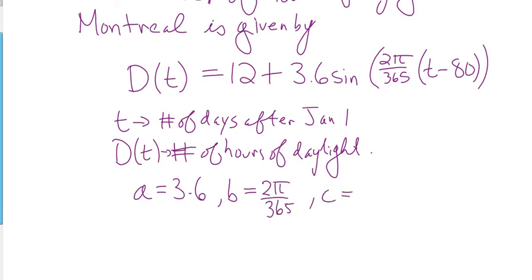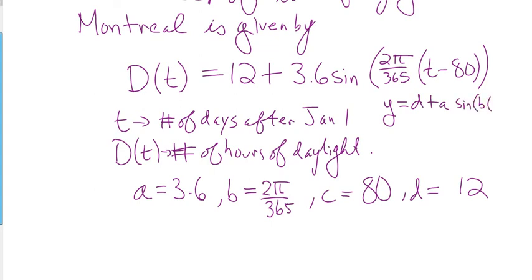What's C? 80. And what's D? 12. So really, this is written in the form D plus A sine B X plus C. Right, so the D comes out first. And sometimes you'll see it written that way, right? You just have to write, D is the constant that gets added.